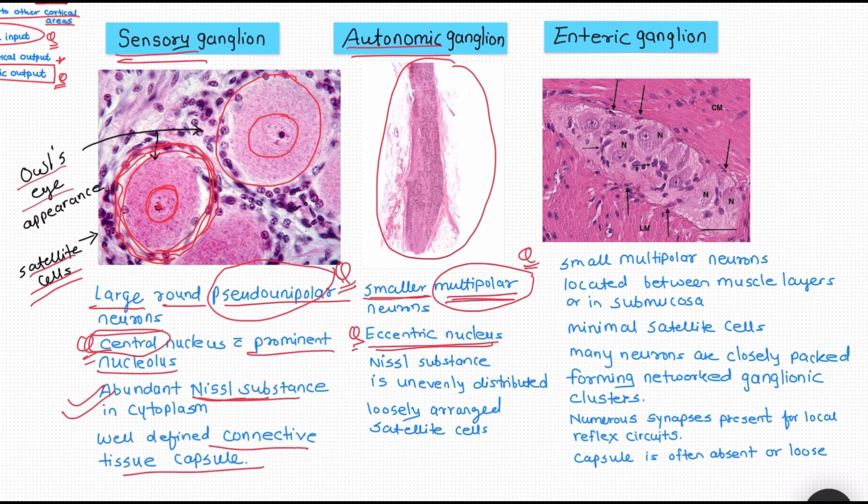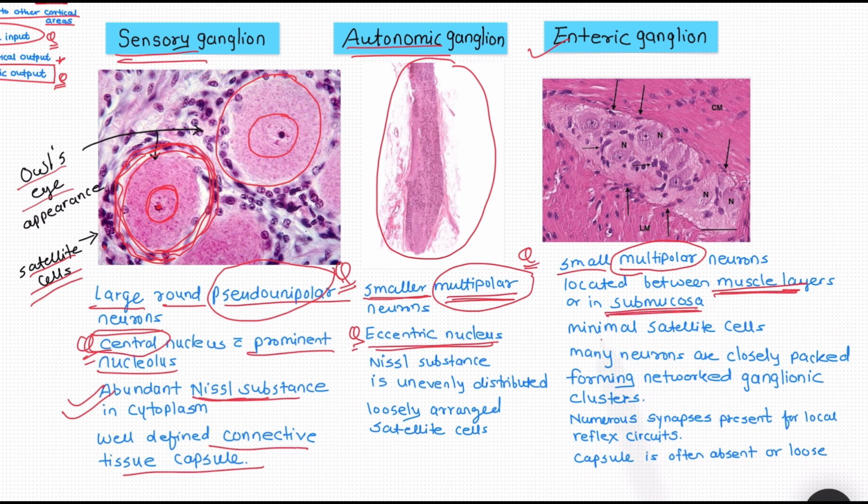Then the third type of ganglion is enteric ganglion. So these are enteric ganglion. You can see small multipolar neurons. These neurons are also multipolar. They are located between muscle layers. So enteric ganglia are located between muscle layers or in the submucosa.